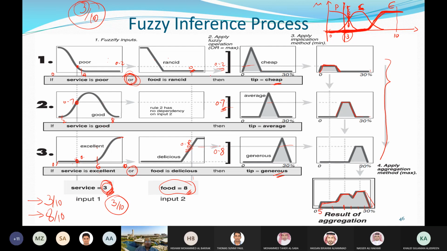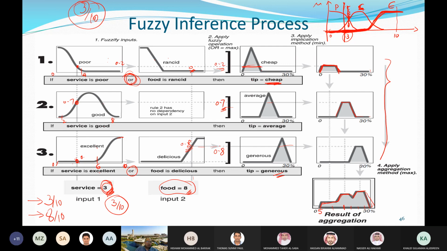If the antecedent is satisfied by 0.2, the consequent also will be satisfied by 0.2. The tip is cheap here. This is the first rule. The tip is cheap and this is the cheap membership function. It will be satisfied by 0.2, so we will cut it here at 0.2. So this is the first rule output.